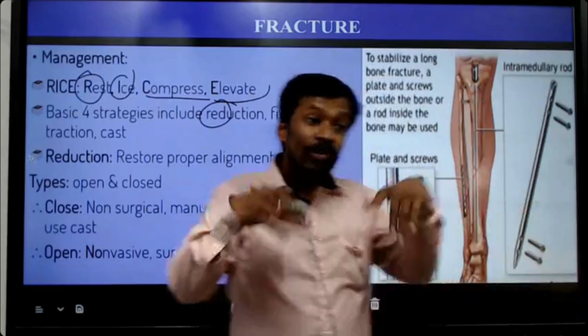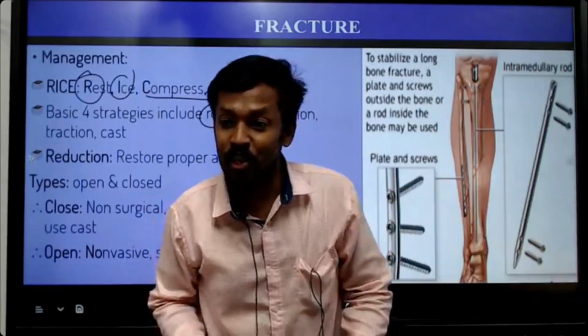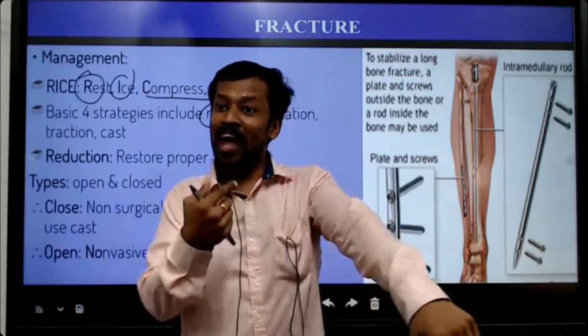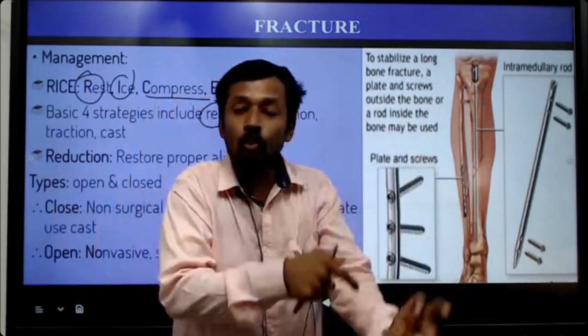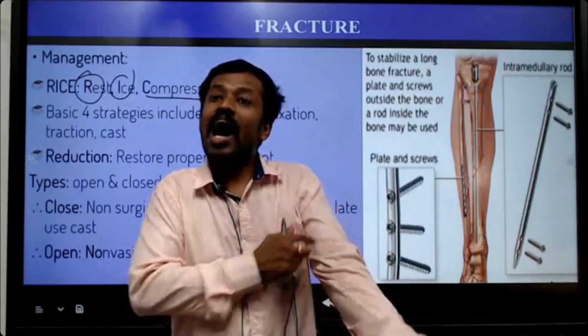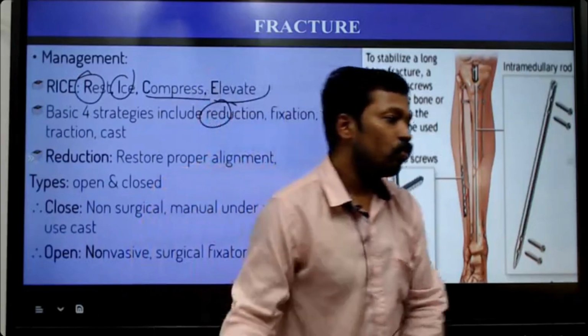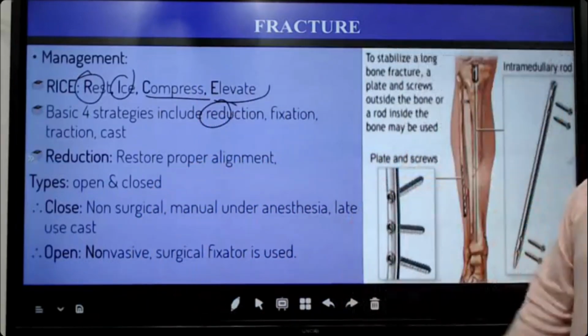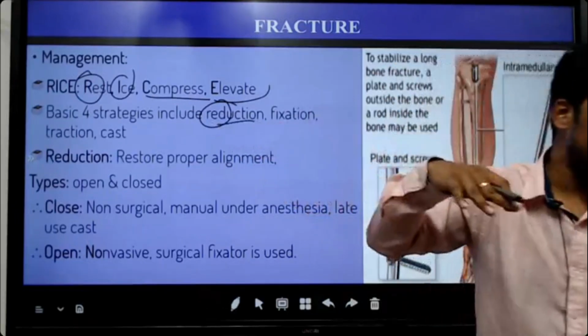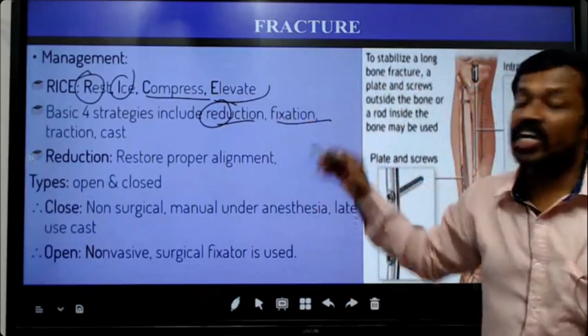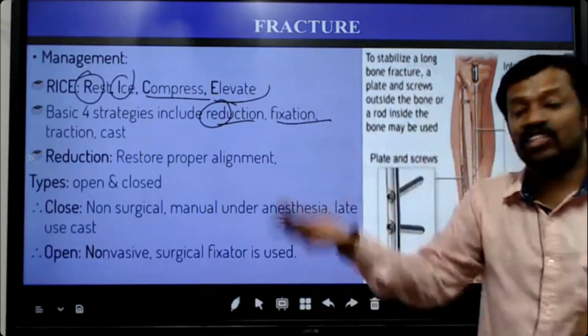Then along with that, fixation. What is fixation? Screws, plates, isn't it? And rods. They will keep rods, screws, and plates for what purpose? To fix it. Got it? So these are the four strategies. What are they? Reduction, open reduction, closed reduction. Then fixation, internal fixation, external fixation.